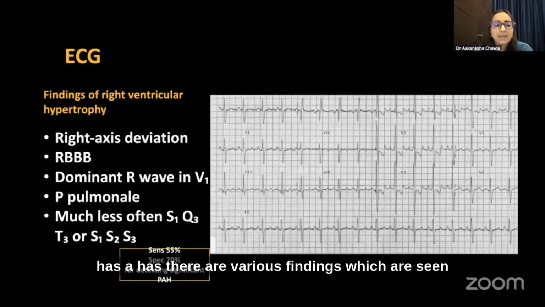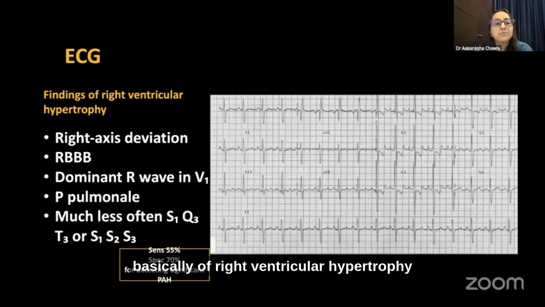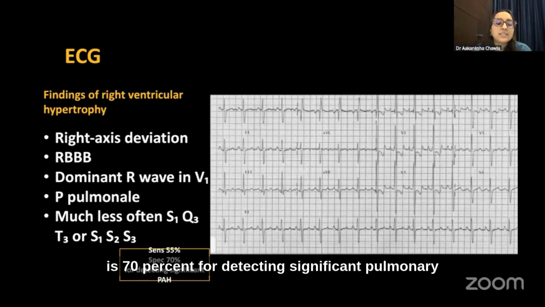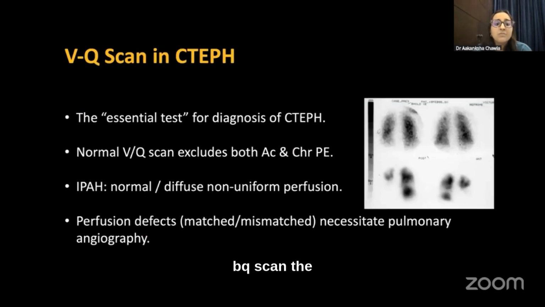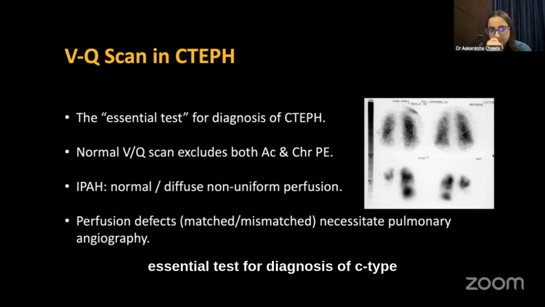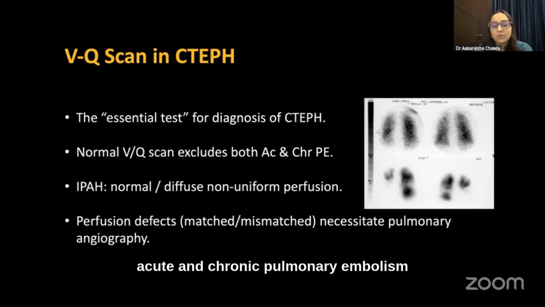On ECG there are various findings which are seen, basically of right ventricular hypertrophy. The sensitivity is about 55% and specificity is 70% for detecting significant pulmonary artery hypertension on an ECG. VQ scan, the essential test for diagnosis of CTEPH. Normal VQ scan excludes both acute and chronic pulmonary embolism.